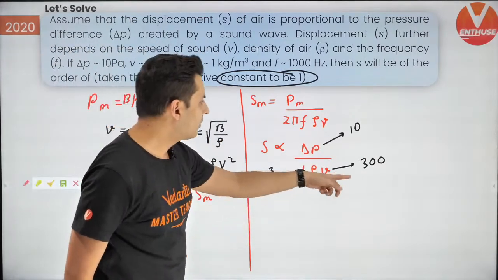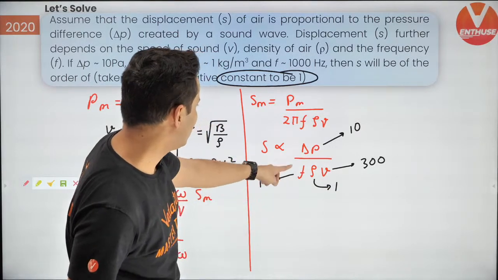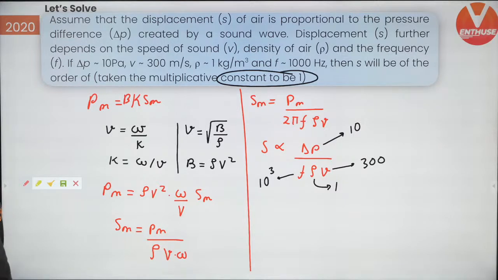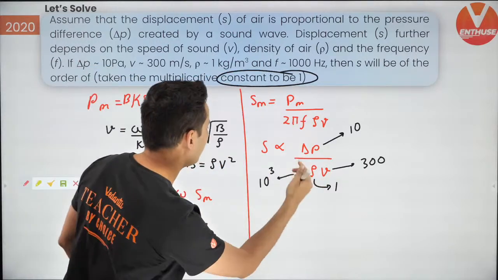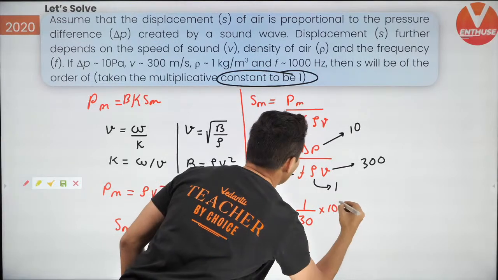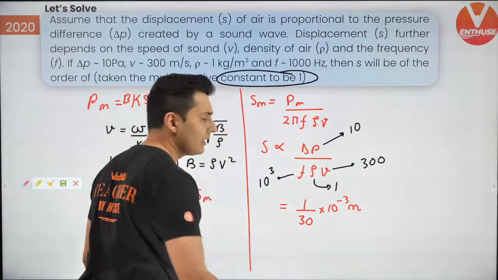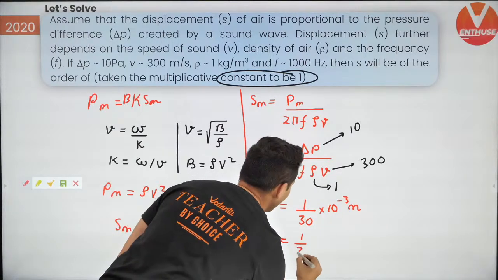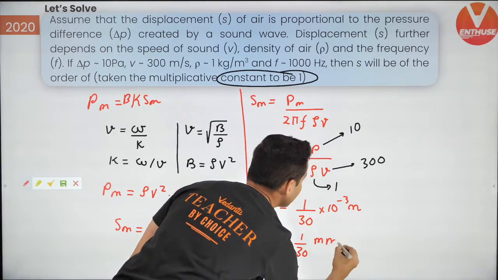Just solve this. And what are you going to get? This was 10. This was 300. Just check this out, guys, if this makes sense. Correct. And what can I do? I can write 1 by 30. Yes, this will become 1 by 30 into 10 to the power minus 3 meters. I think the options were in millimeters. So this will become 1 by 30 millimeters.